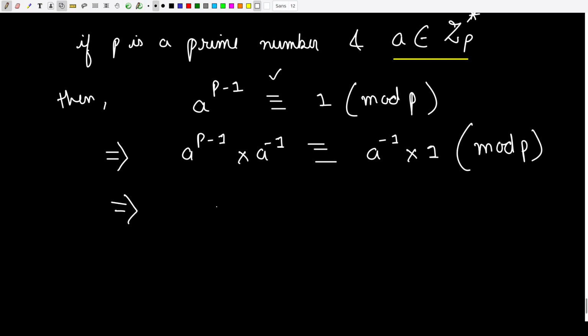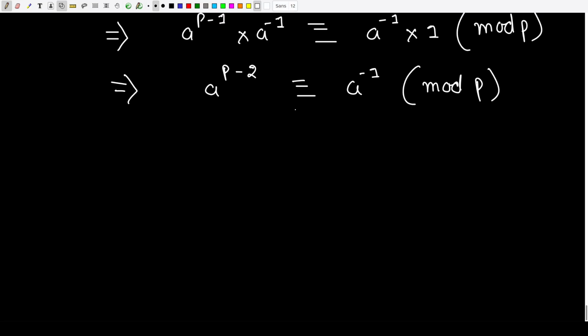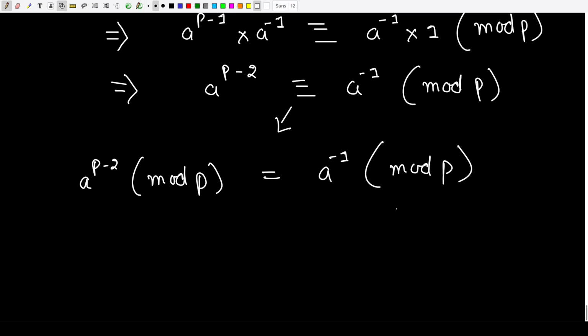Now if we rearrange this equation, this becomes a to the power p minus 2 is congruent to a inverse modulo p. And rather than expressing it in congruent sign, if we represent this equation in equality terms, then this simply means a to the power p minus 2 mod p is equal to a inverse mod p. So what does this mean? Well, it simply means if you divide a to the power p minus 2 by p, the remainder you will obtain is equal to a to the power minus 1 modulo p.